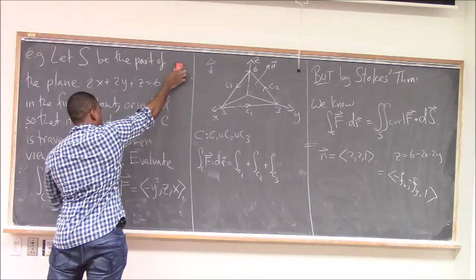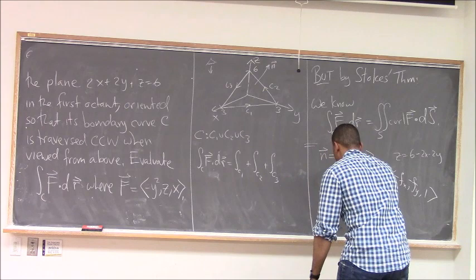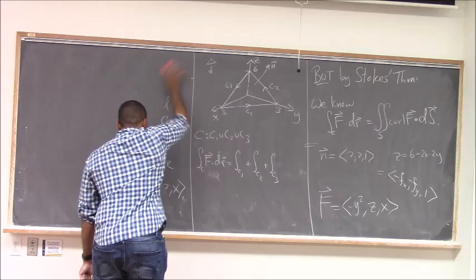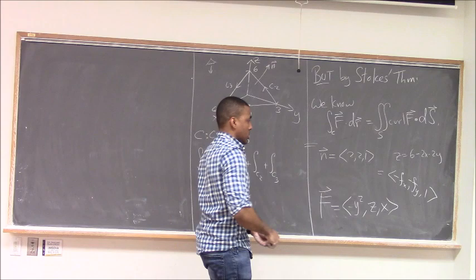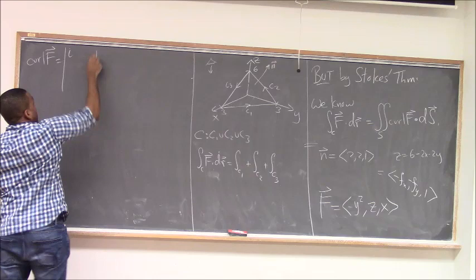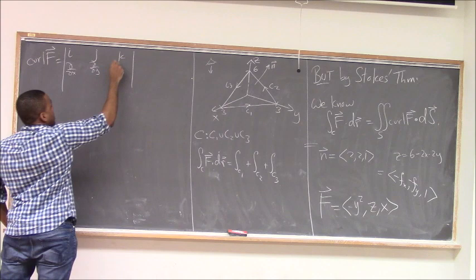Okay, so now let's do the problem. This is our F. Okay, now that I've done that, now what? I found the normal. What else do I need to find? Del cross F. I need to do the curl because that's a part of the formula. So now I want to do the curl of F. That is going to be the i, j, k, partial with respect to x, partial with respect to y, partial with respect to z.